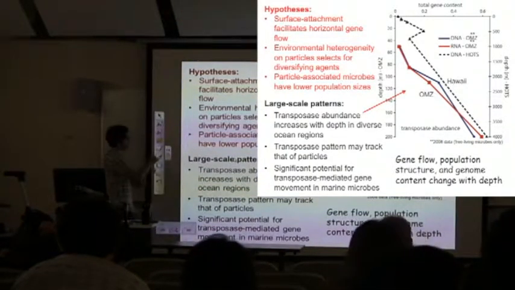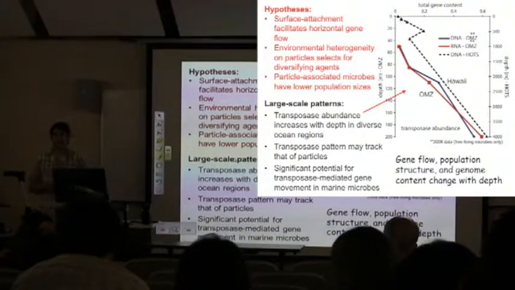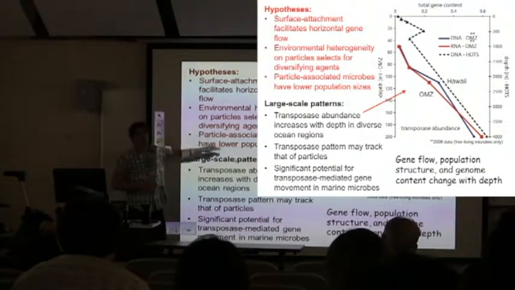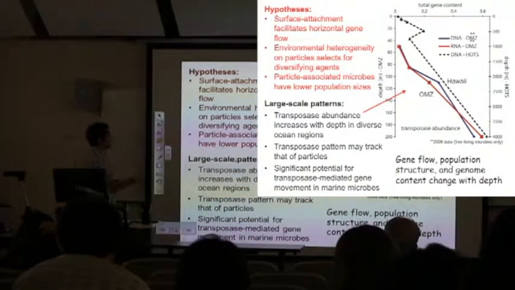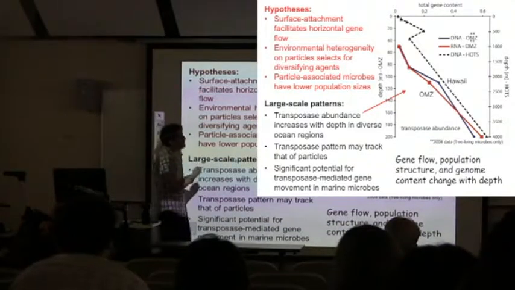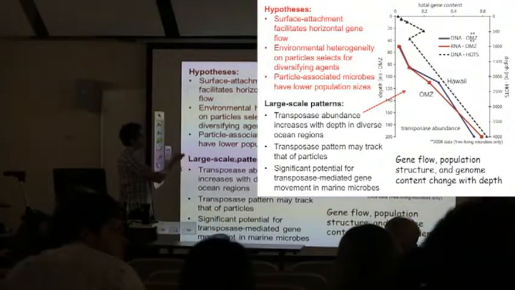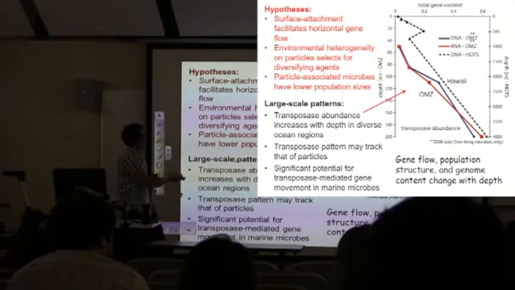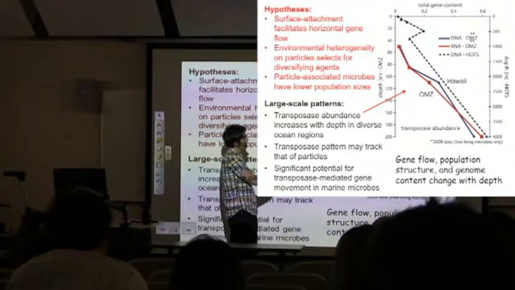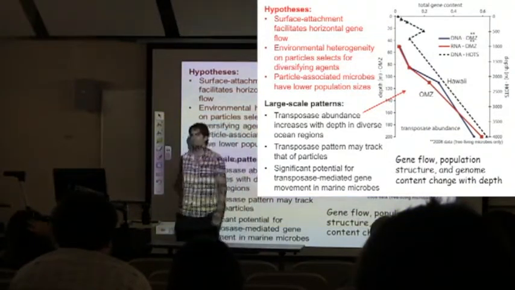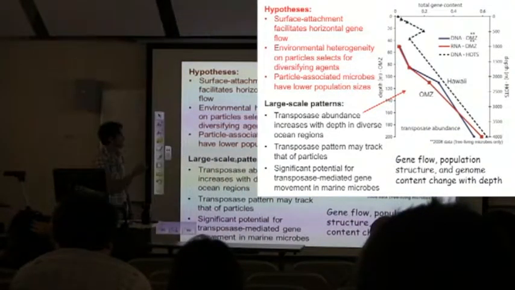Or it could be simply that particle-associated microbes have a lower effective population size. We don't need to get into the details of this, but that can affect the ability to remove harmful elements. Anyway, this pattern is very interesting, and to some extent it's a large-scale pattern. We show this for OMZ data, but you can also go out to Hawaii and sample over not 0 to 200 meters, but 0 to 4,000 meters, and see a very similar pattern in terms of the distribution of transposases.